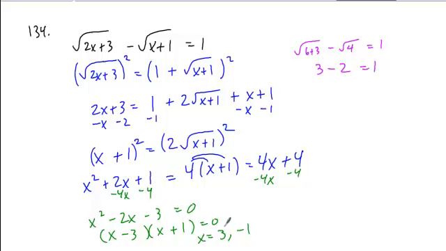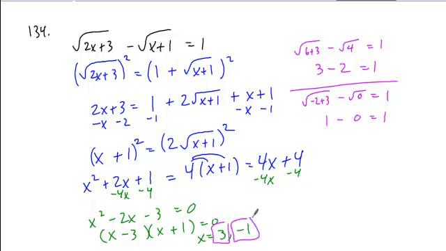I'm going to test the negative 1. I get 2 times negative 1 is negative 2, plus 3 is 1, minus, I get negative 1 plus 1 is 0. Is that equal to 1? So here I get 1 minus 0 does equal 1 as well. So that confirms it as a correct answer also.